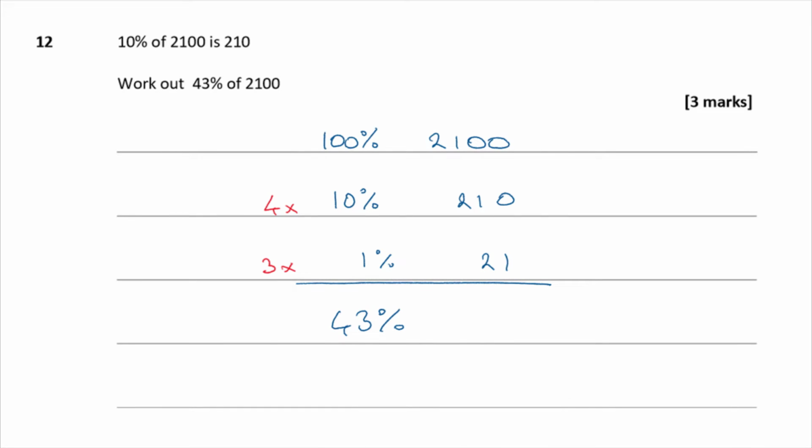Now if I do the same thing on the other side, if I use 4 of those and 3 of those, what do I get? So 4 lots of 210 first. 4 lots of 200 is 800. 4 lots of 10 is 40. So that's going to be 840. And then 3 lots of 21. 3 lots of 20 is 60. 3 lots of 3 is 9... so together that makes 63. Just quickly total that up. 0 and 3 is 3. 4 and 6 is 10, carry 1. Then that's going to be 903. So 43% is going to be 903.